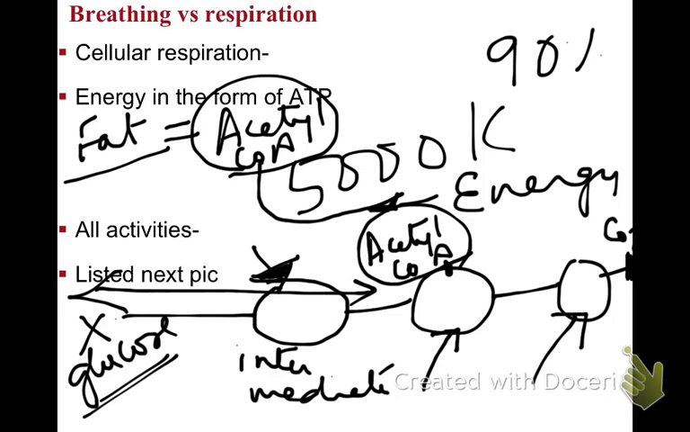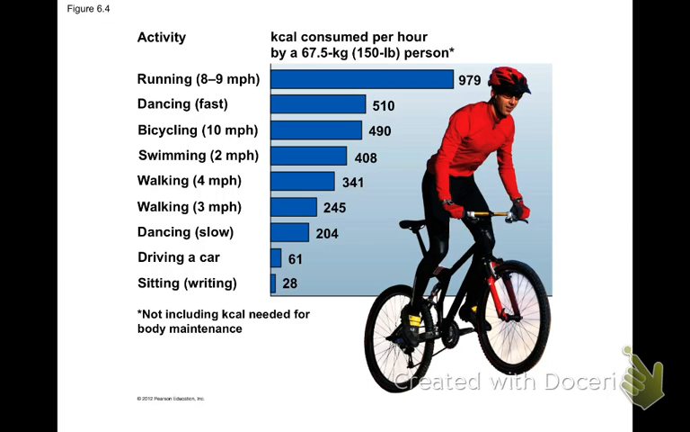Okay, so let's move to the next. Now, what are the different kinds of activities that would need energy? Running, dancing, cycling, swimming, walking, dancing slowly, driving a car, sitting. All of these would need energy. And this is specified in terms of kilocalories.